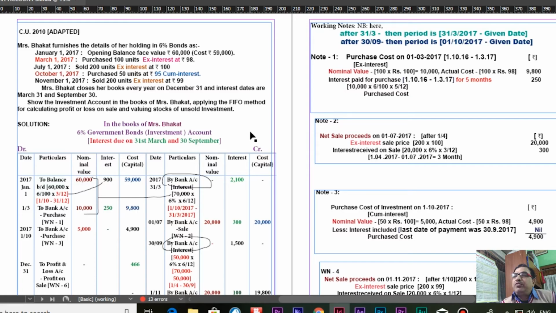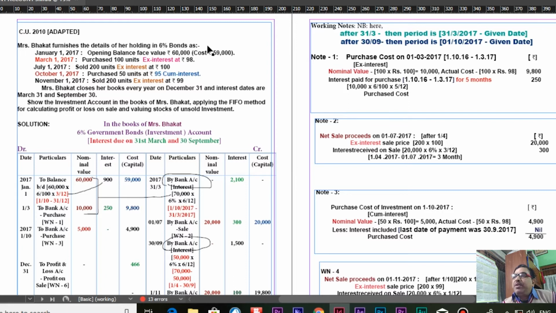Now I am going to solve this problem and explain it elaborately. Mrs. Bhakat furnishes the details of her holding in 6% bonds as, mind it, investment consists of different items. Number 1, bonds. Number 2, debentures. And number 3, other investments.